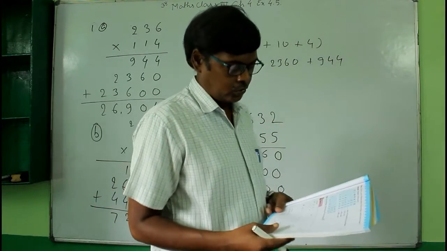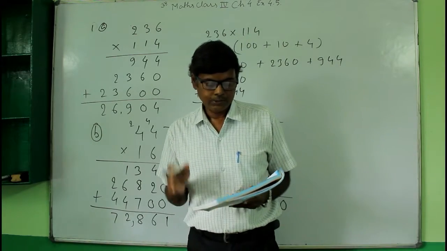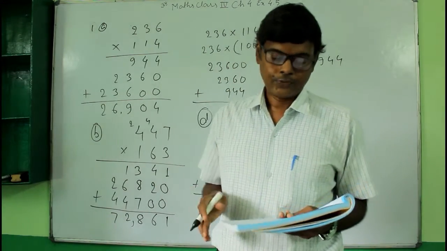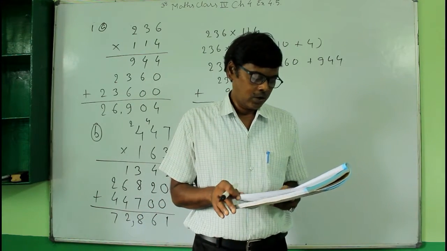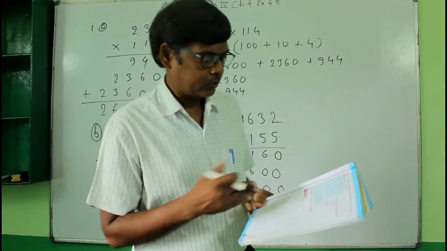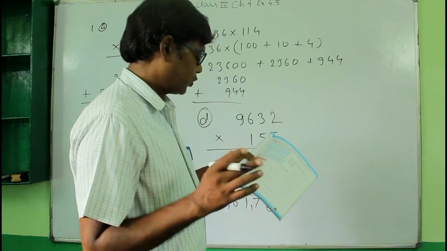Okay. So in this way you will multiply the other questions, question number C, E and F. All these questions are your homework. And now question number 2. This is similar to question number 1. We have to multiply. There are 2 questions in this.